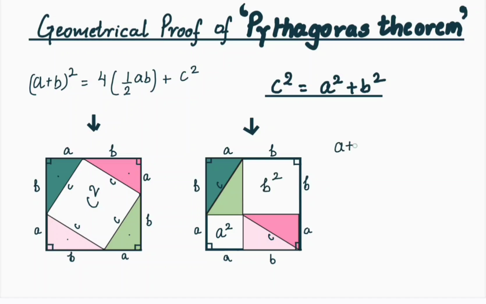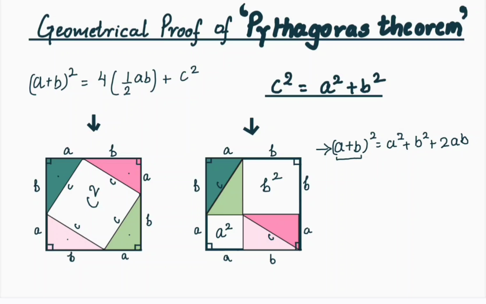Again, write the area of the outer square, a plus b whole square, is equal to a square plus b square plus the area of these two rectangles with sides a and b, that means 2ab. What we get here is a very famous algebra formula and it can be proved using this square.